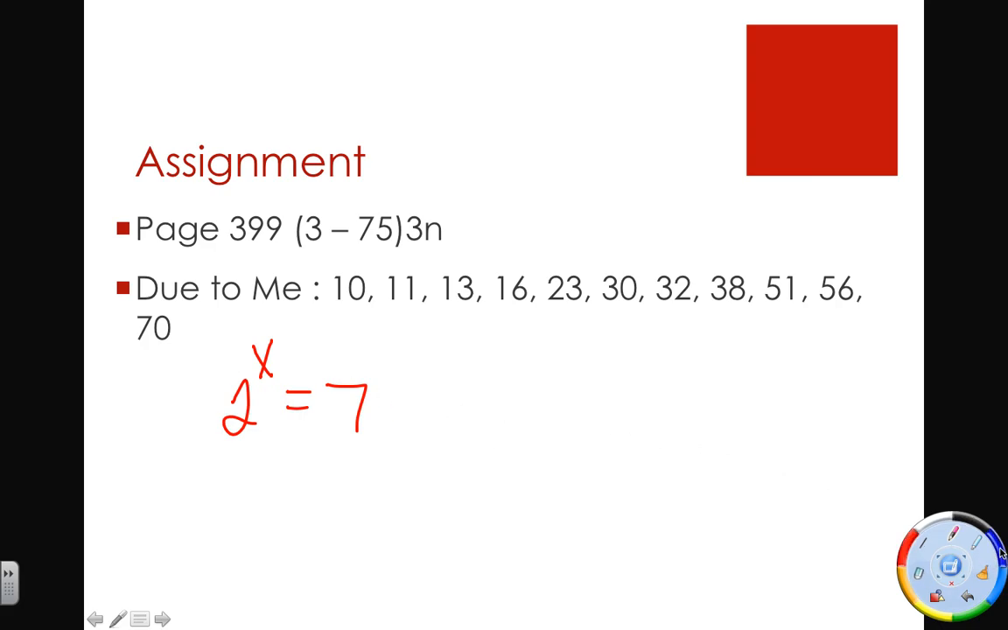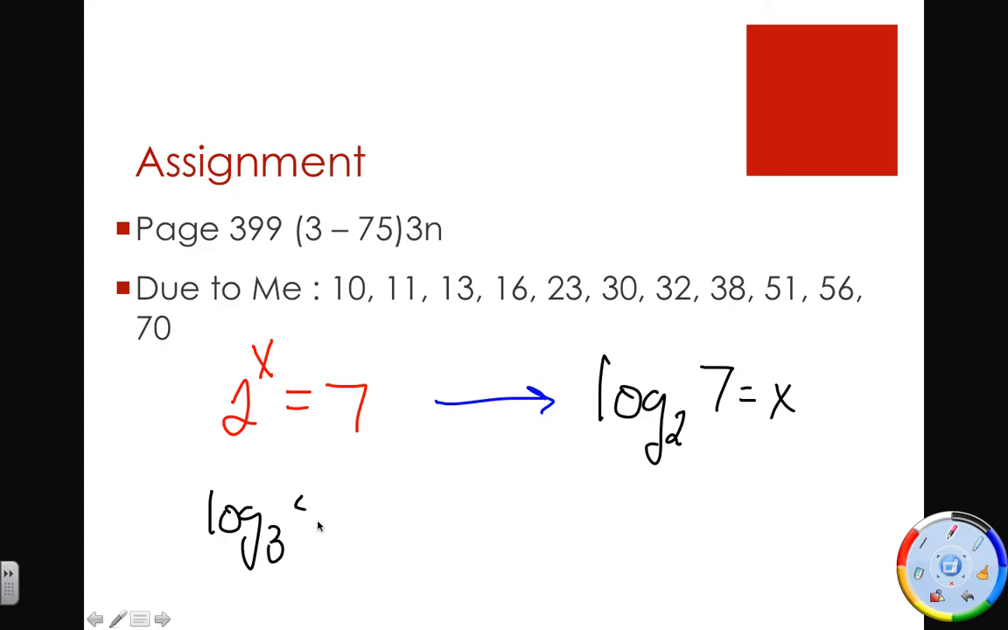I could write it as a logarithm by saying log base 2, because it's base 2 here, go across the equal sign for the 7, and it's equal to the exponent. Or I could say, hey, write this as an exponential equation. Well, it would just be 3 to the x equals 5. Obviously, you can't solve that yet, but we will.